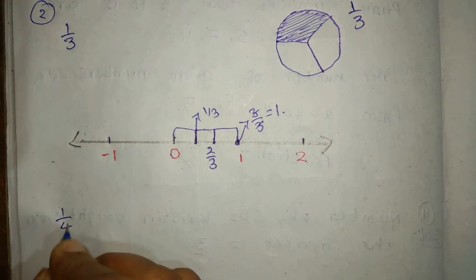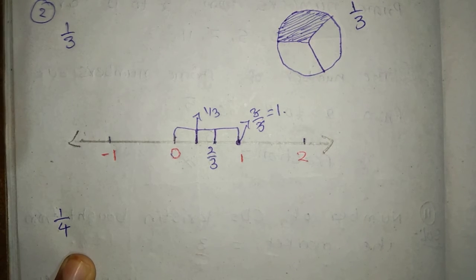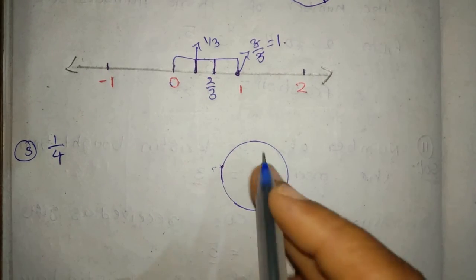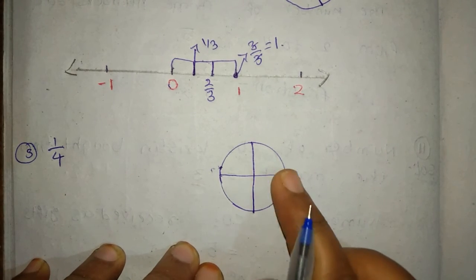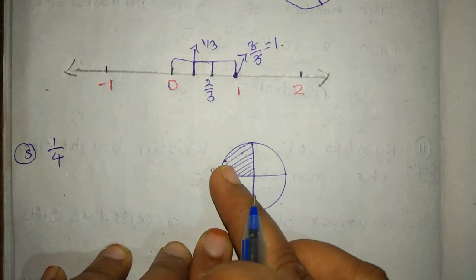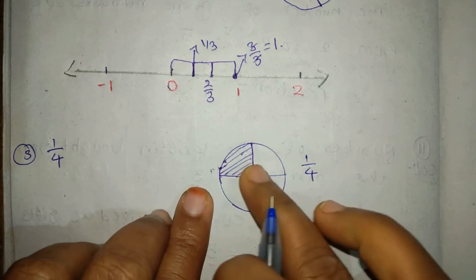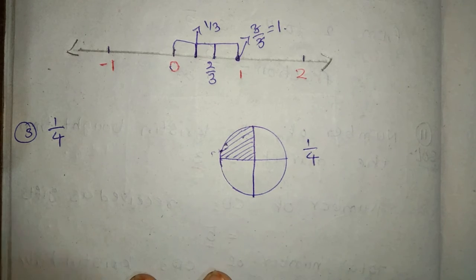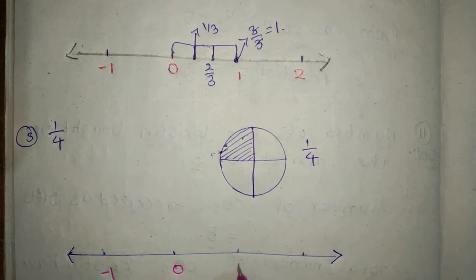Next 1 by 4. How is it represented on the number line? First take a circle. Here we draw 4 equal parts and 1 shaded part. This shaded part represents 1 by 4, 1 out of 4. Now draw a number line. Indicate the numbers 0, -1, 1, 2.